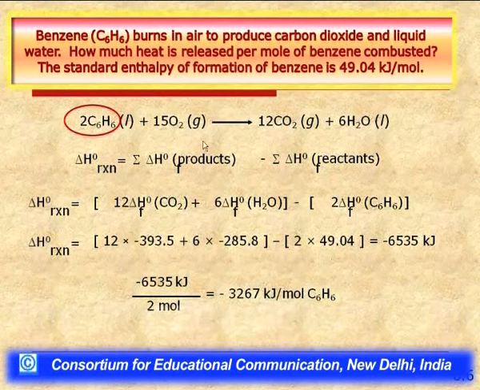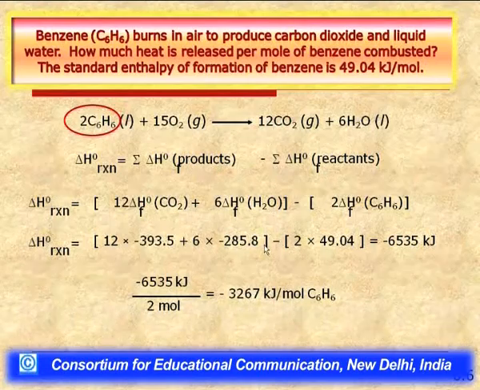All we have done here is use the data on the enthalpy of formation of these reactant and product species, and calculate the amount of heat that will be produced for every 1 mole of combustion of benzene. That is, how much heat will be released when 1 mole of benzene undergoes combustion. We had the data that the standard enthalpy of formation of benzene is 49.04 kilojoule per mole, and the standard enthalpies of formation of carbon dioxide and water were also with us.